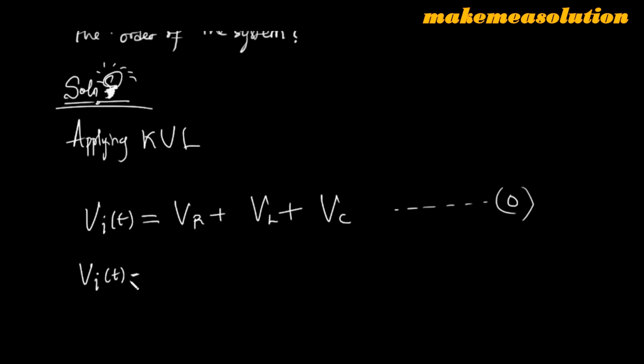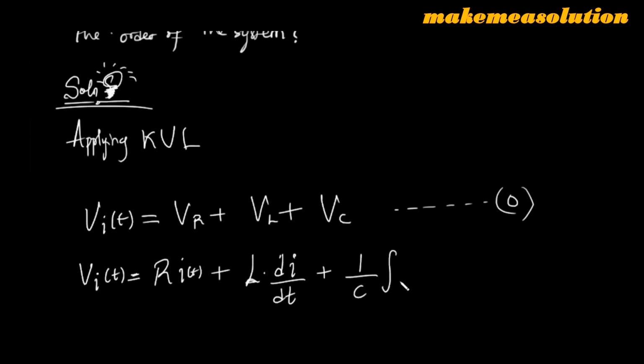If I express this in terms of the current, I have Vi of t is going to be VR, which is the same thing as R times I of t. Then VL: the voltage across an inductor is the product of the inductance and the derivative of the current, L di/dt. Then plus the voltage across the capacitor, which is 1 over C integral of the current dt, where C is the capacitance. So this is equation 1.